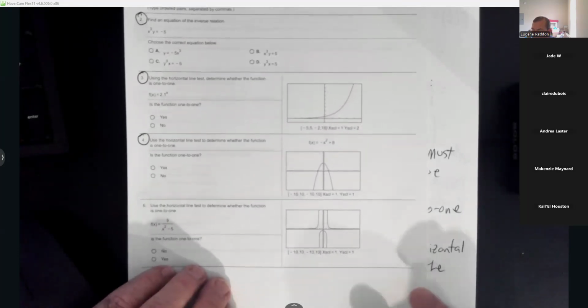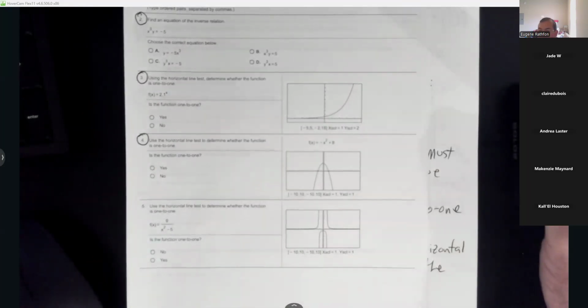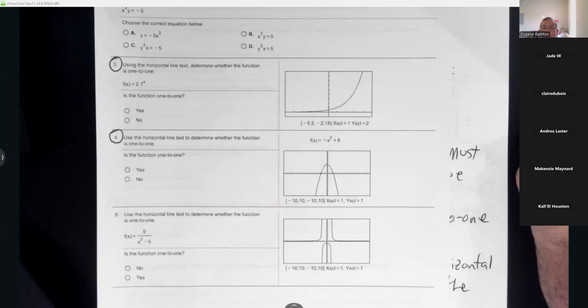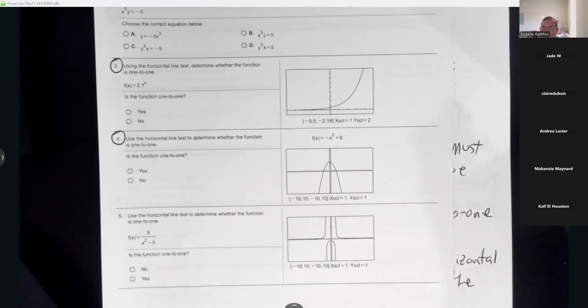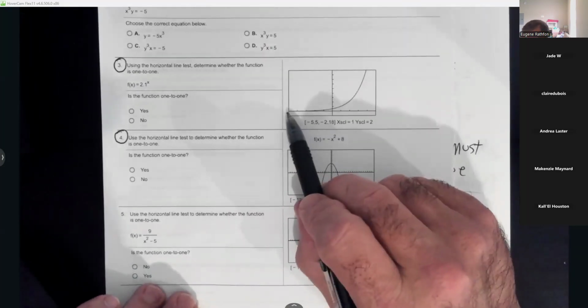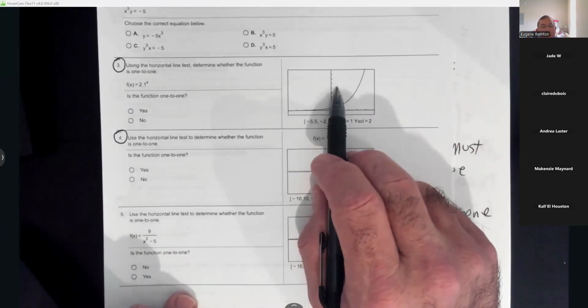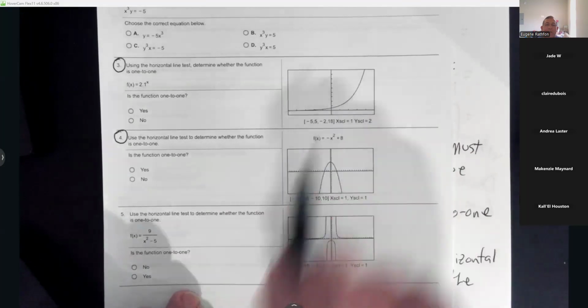So what we want to look at is these three graphs here, and I'm going to make this just a little bigger and refocus. All right, so first question, y'all. This first graph coming up here, is this graph one-to-one, yes or no?